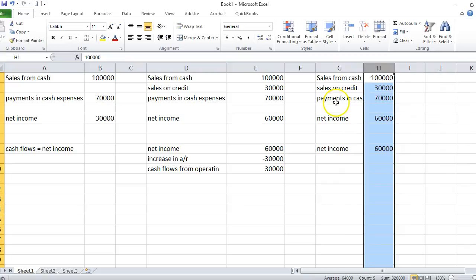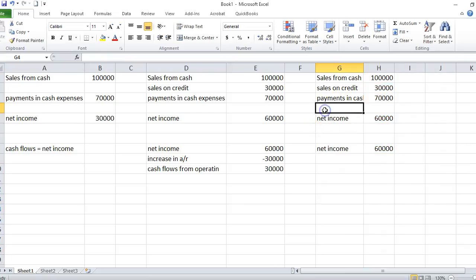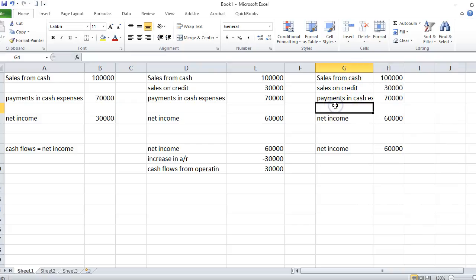What if we show payments in cash of $70 and then payments on credit $20? Our net income really would be $40,000 now, right? You get what I'm saying?